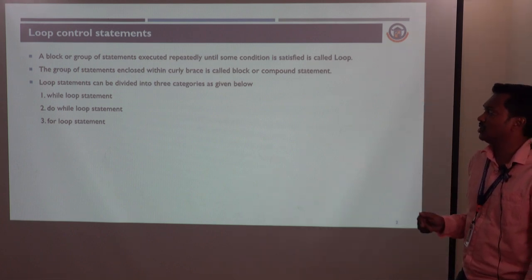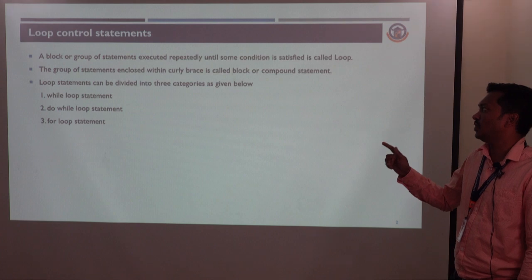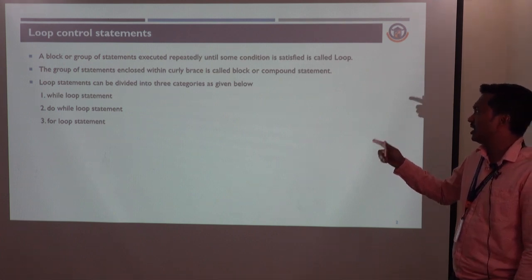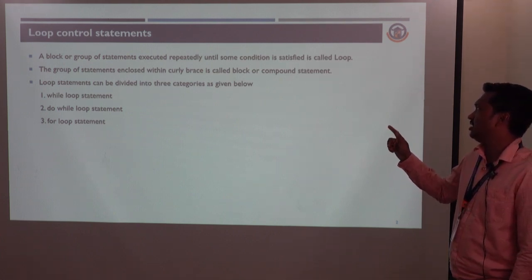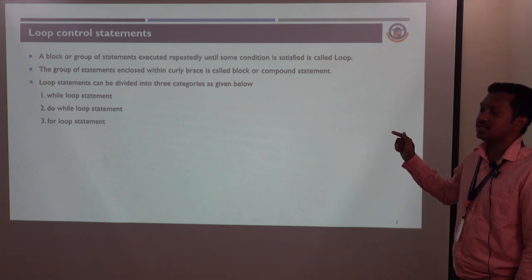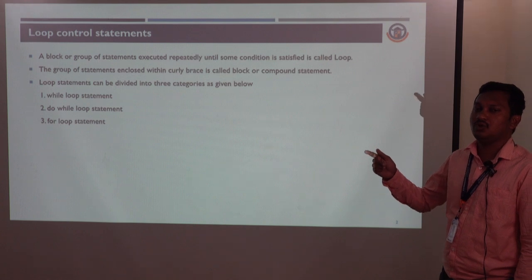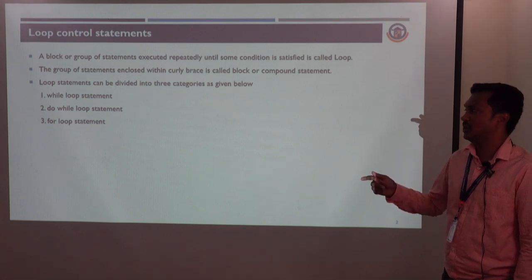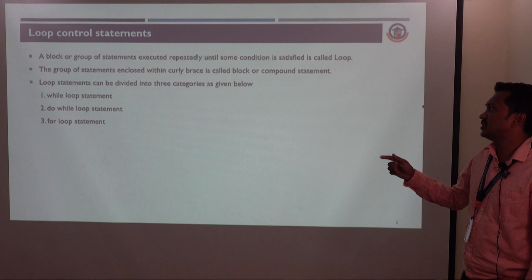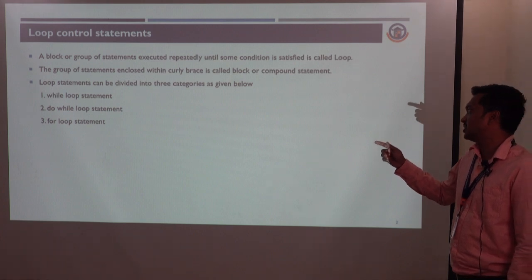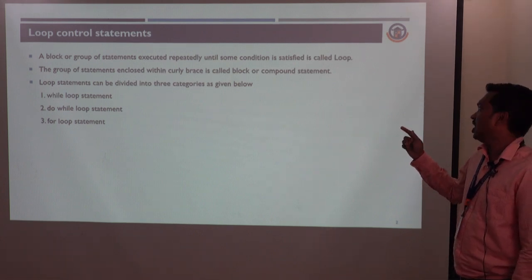The definition for loop control statement is nothing but a block or group of statements executed repeatedly until some condition is satisfied, which is called a loop. So in the definition itself we can know how the statements are executed repeatedly. Then the group of statements enclosed within curly braces is called a block or compound statement.